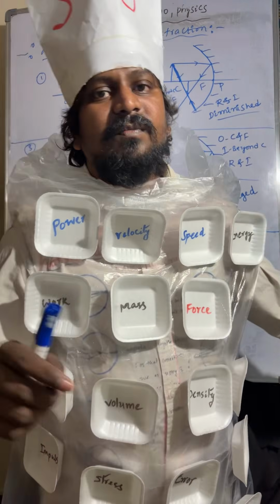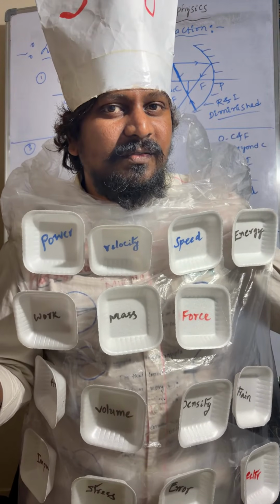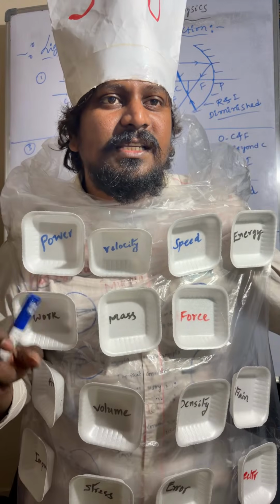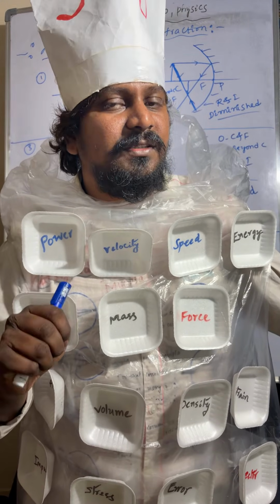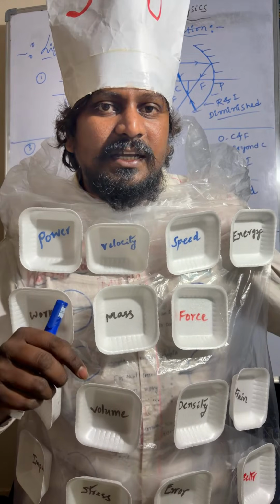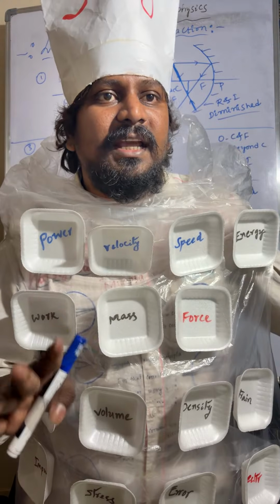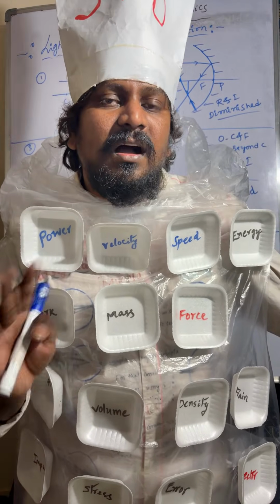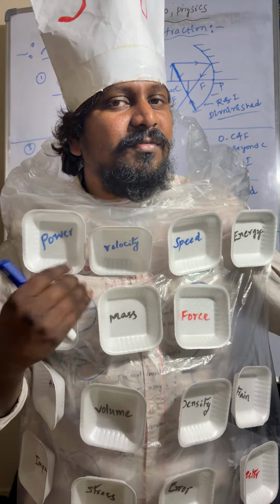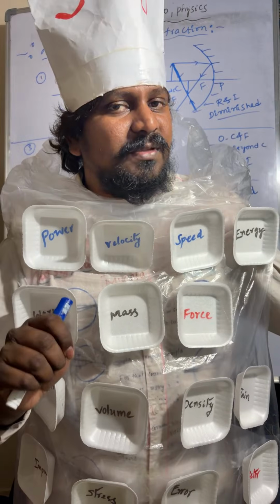First one, object is placed at infinity. Image will form at focus. Nature of the image is real and inverted, and size of the image is highly diminished. Next one, object is placed beyond center of curvature. Image will form between C and F. Nature of the image is real and inverted and diminished. Next one, object is placed at C. Image will form at C. Nature of the image is real and inverted and same size.